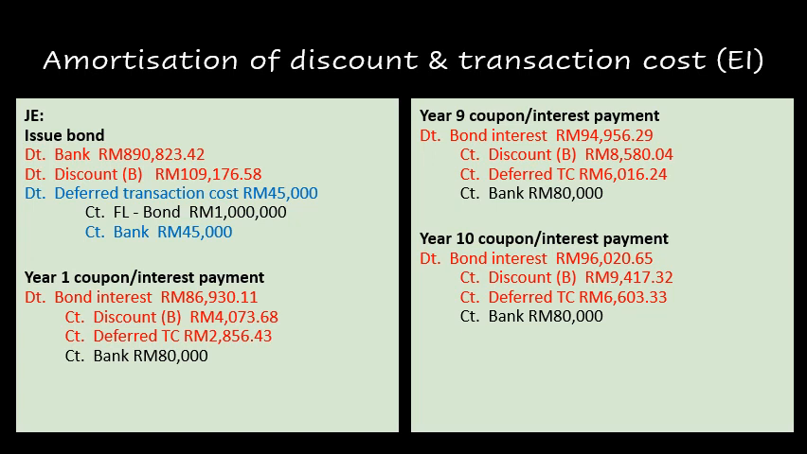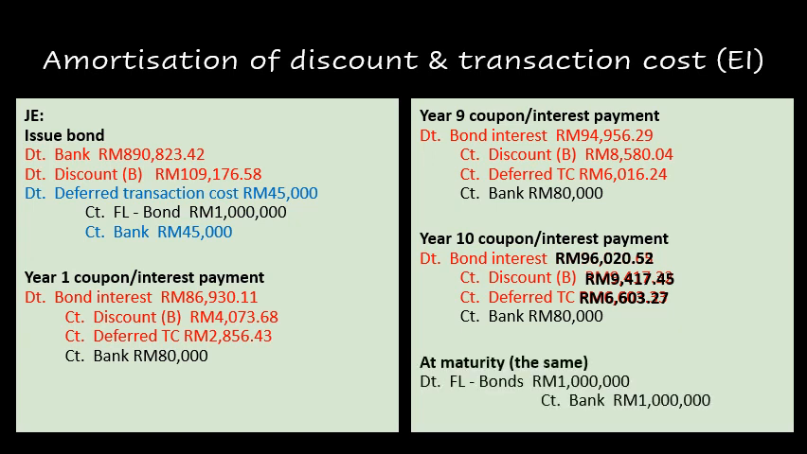This 13 cents can be allocated to both amortizations of discount and amortizations of deferred transaction costs using the percentage, approximately 7 cents for amortizations of discount and 6 cents for amortizations of deferred transaction costs. So instead, we will have 96,020 ringgit and 52 cents for bond interest expense, 9,417 ringgit and 45 cents for amortizations of discount, and 6,603 ringgit and 27 cents for amortizations of deferred transaction costs. And finally, at maturity, we also recognize the payment made for the nominal value of the bond.